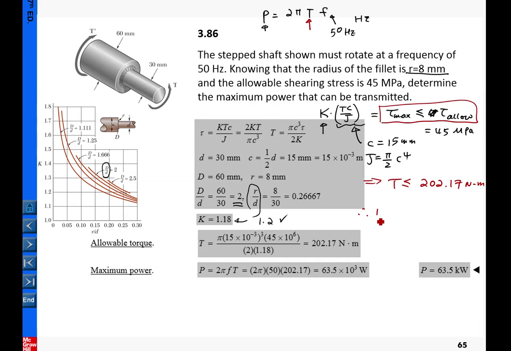Okay, so right now T has been determined, T is less than that one. So basically you can determine therefore P equal to 2 pi TF, and that should be less than or equal to 2 pi times 202.17, and multiply with F, 50 hertz. Again, utilize all the units here. So P must be less than or equal to 63500. That is watts, and in all the calculation, if you put the meter, newtons, hertz together, that should be watts, and that is equivalent to this one here. That is basically equal to 60.3 kilowatts.